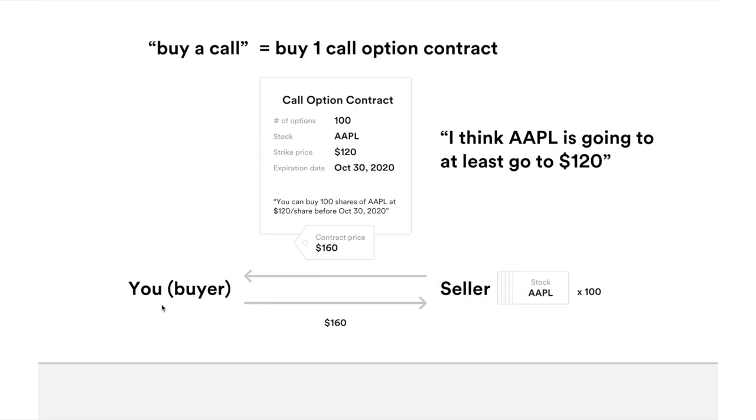So if you buy the contract, what will the seller get? The seller will get the 160, right? You pay 160 to the seller, you get a contract. It's a fair deal. That's how the exchange works behind the scenes. I'm not going too detailed into the seller side because that's a video for another time.